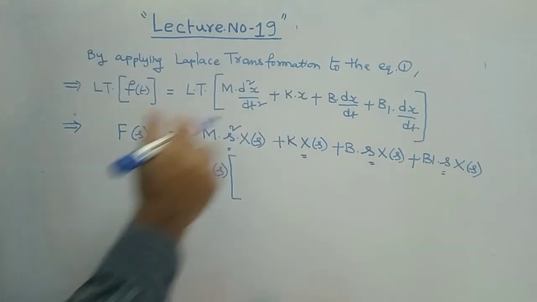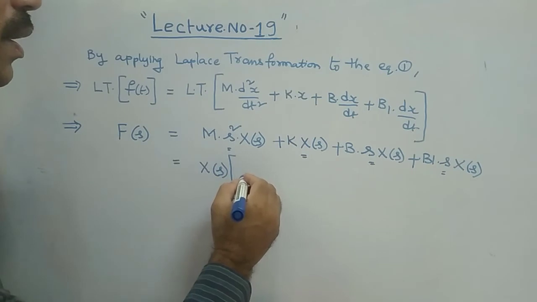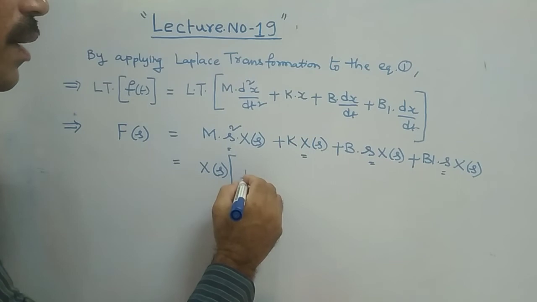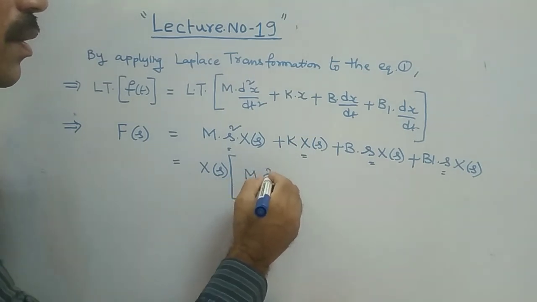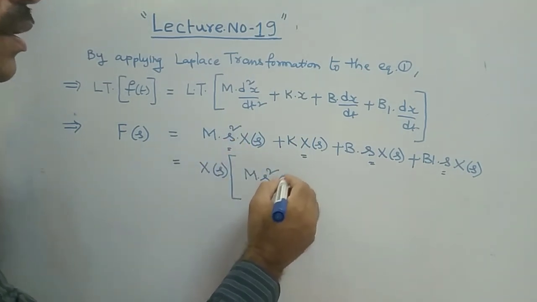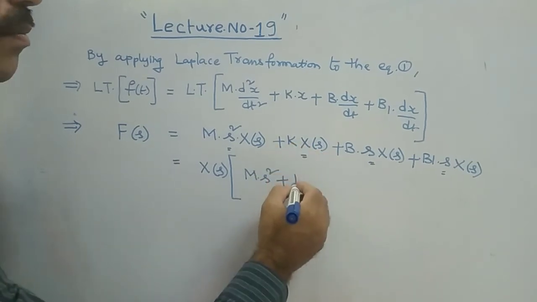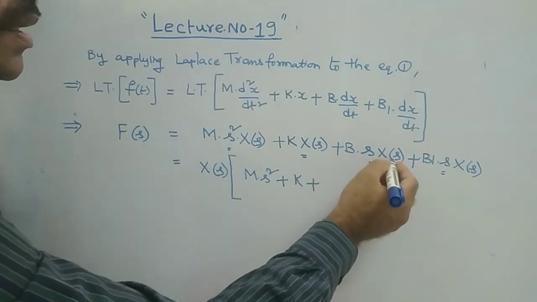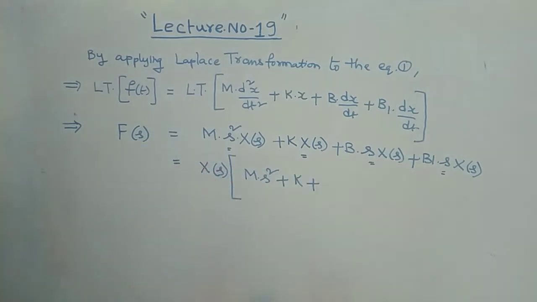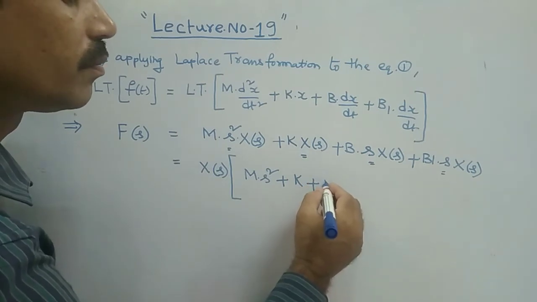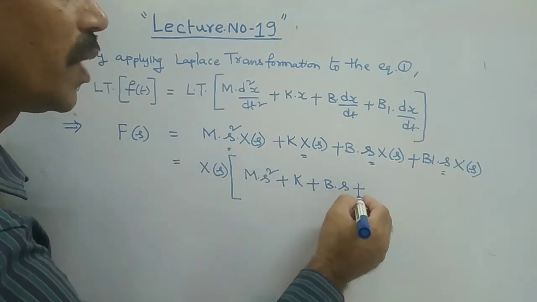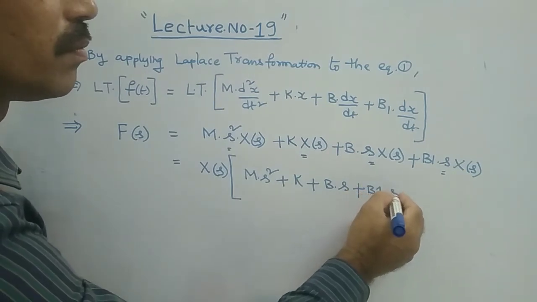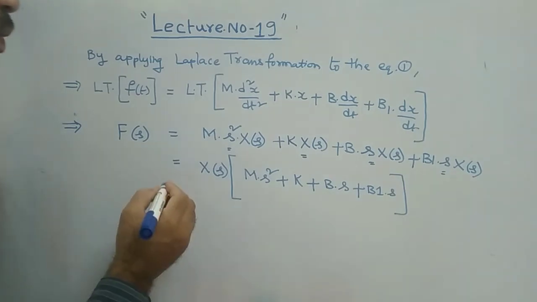Take X(s) common from all these terms. Then what will you have? M s square, plus k, because X(s) we have taken as common here, plus b into s, plus here also b1 into s. So your problem is over.